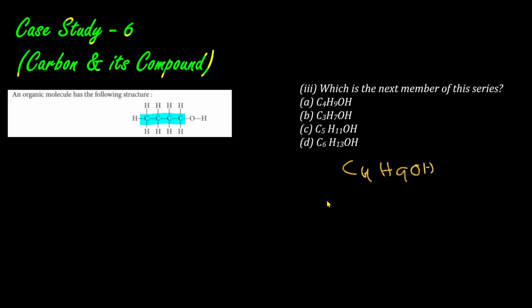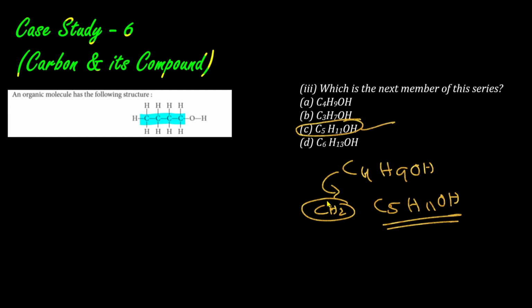So the next member of the homologous series is obtained by adding CH2, or I can say that each member differs from its succeeding and preceding member by a CH2 group. So if I add one carbon and two hydrogen, I get carbon from 4 to 5, hydrogen 9 plus 2 is 11. I repeat, by adding one carbon and two hydrogen, I get C5H11OH. So C is the correct answer in this case.